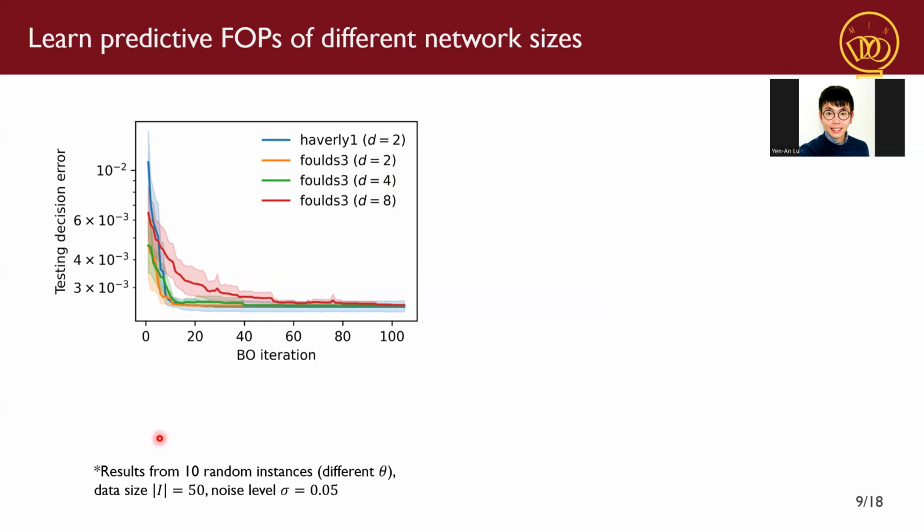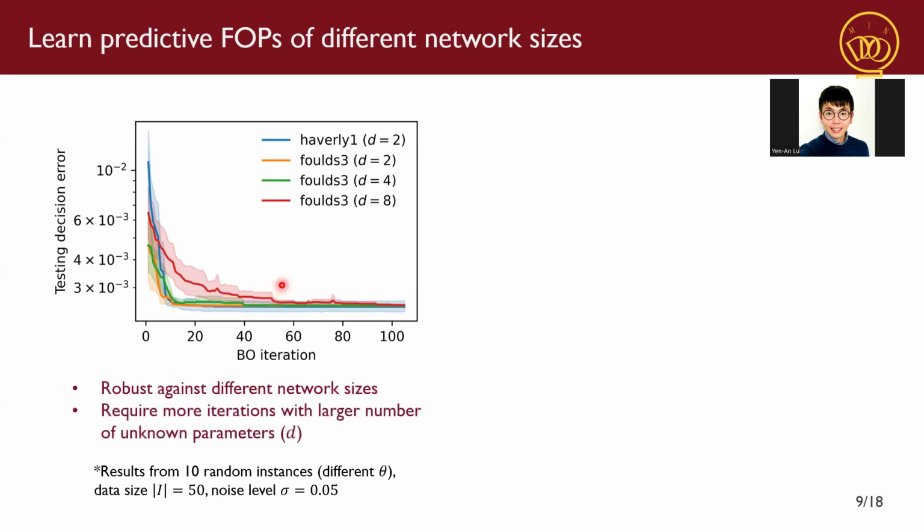And here we test the algorithm on 10 different random instances. In other words, these 10 random instances contain different unknown parameter values. And we train and test our algorithm with a training and testing data set size of 50. And then we generate our synthetic data sets with some white noise level.